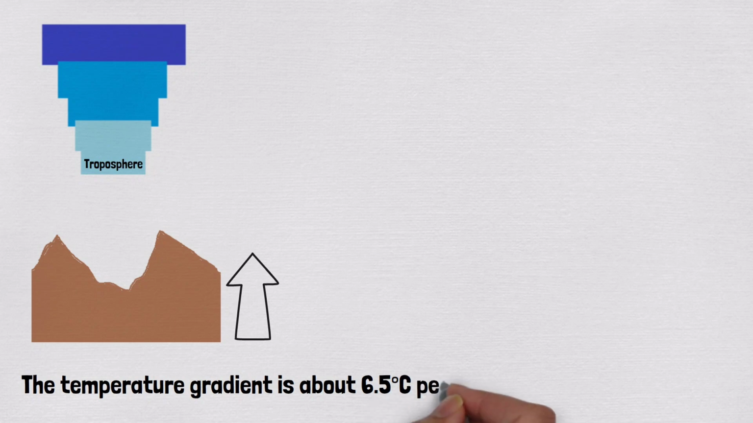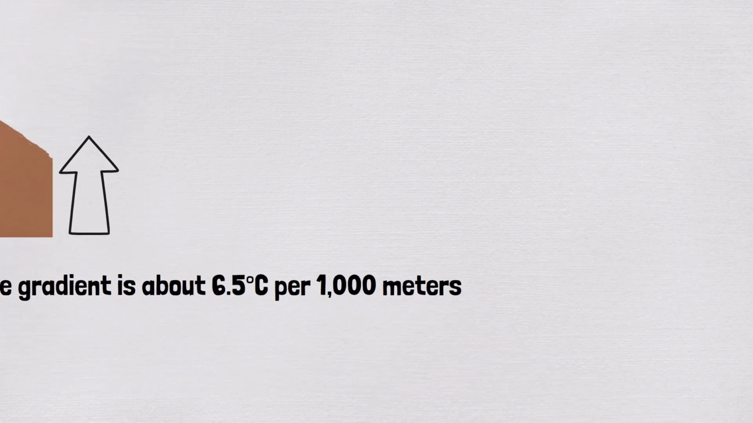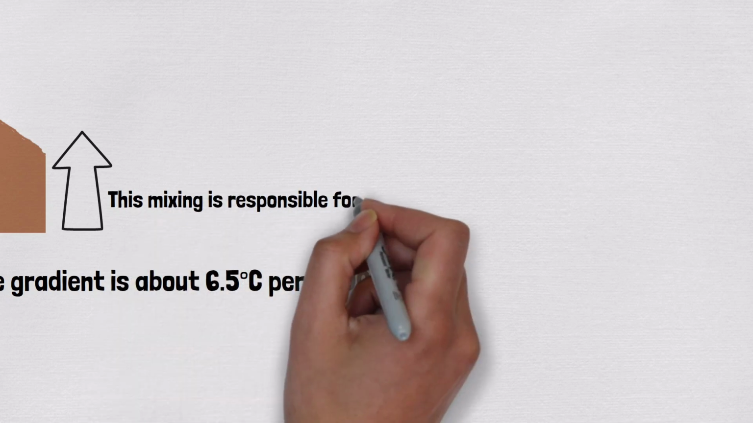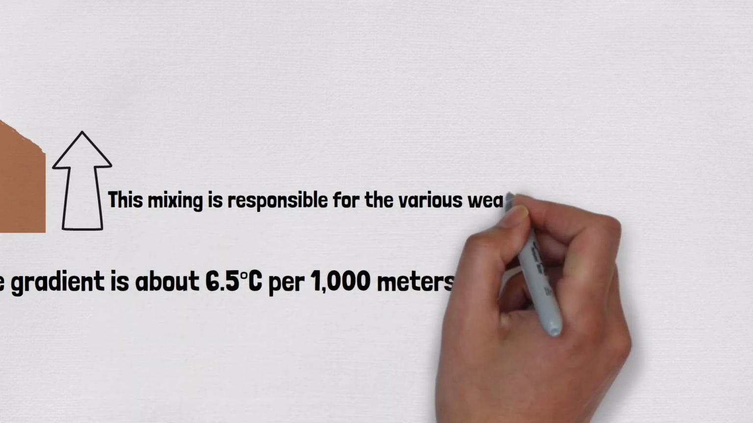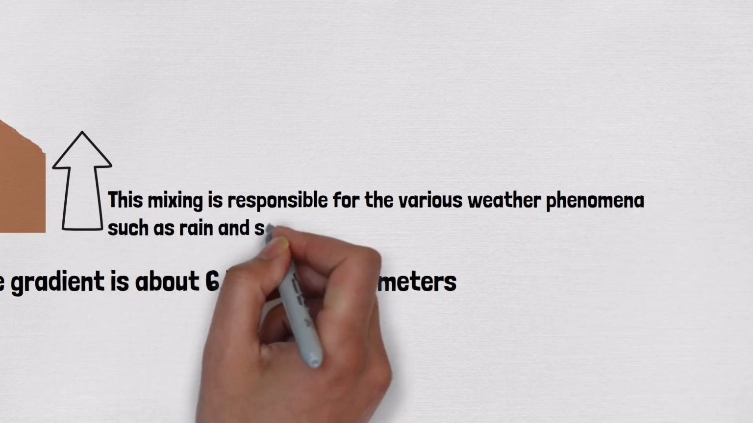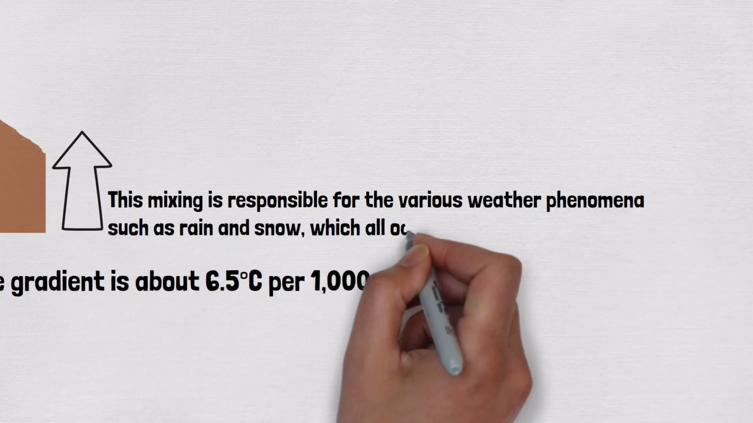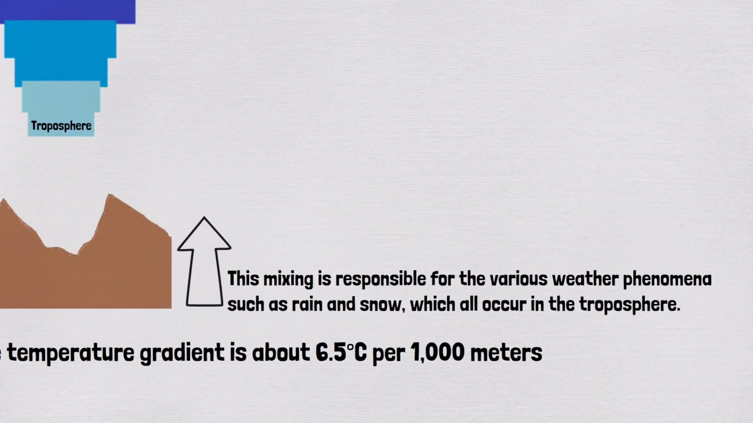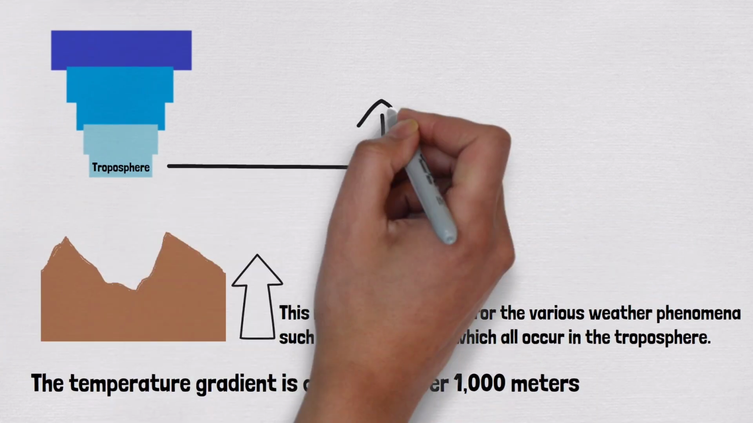The main source of heat in the troposphere comes from sunlight absorbed by Earth's surface, rocks, soil, and water, which is then re-radiated back into the troposphere. Warm air near the surface rises, while cooler air descends, creating unstable conditions. This mixing is responsible for the various weather phenomena, such as rain and snow, which all occur in the troposphere.